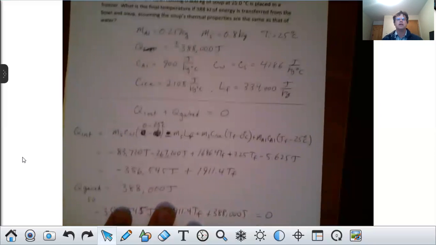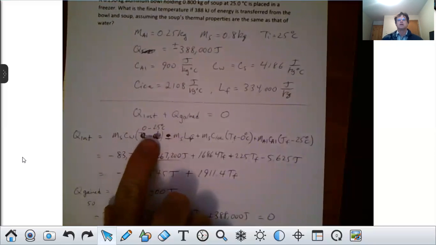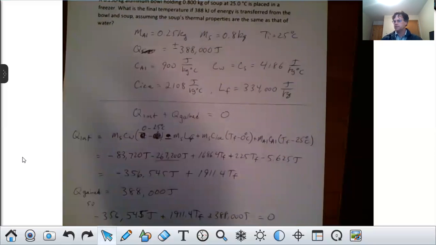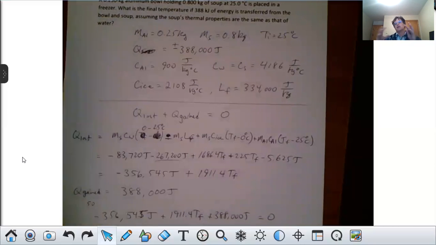So again, the basic idea here is conservation of energy. I'm going to use Q equals MC delta T for any temperature changes, ML for any phase changes, but generally speaking, all of the Q's of everything in the system, lost or gained, have to add up to 0.